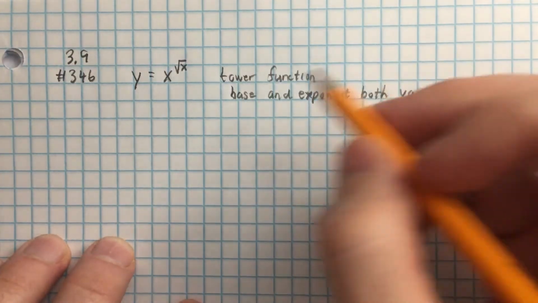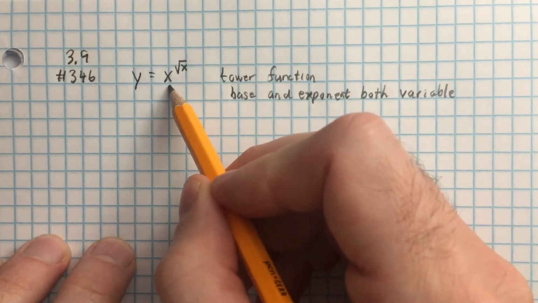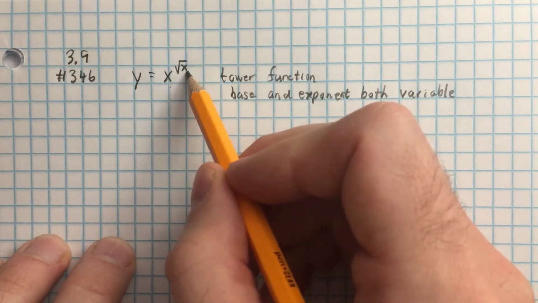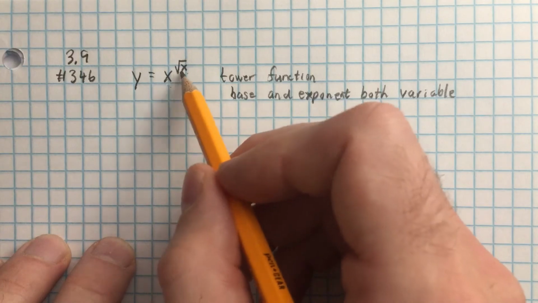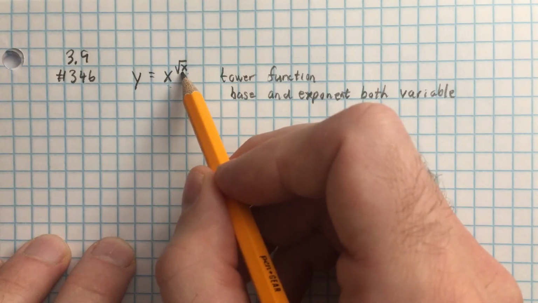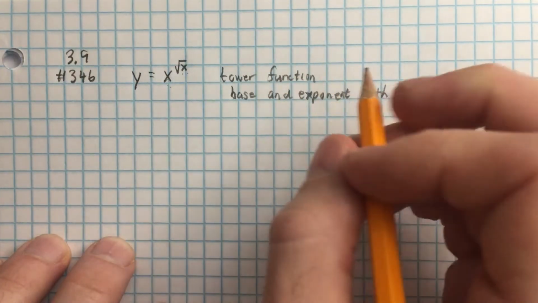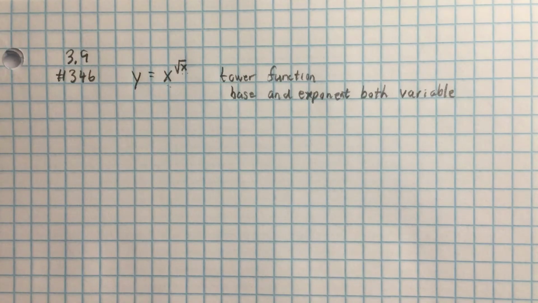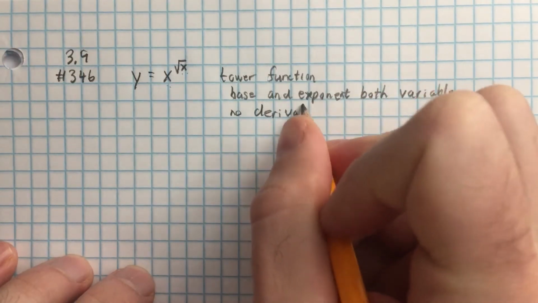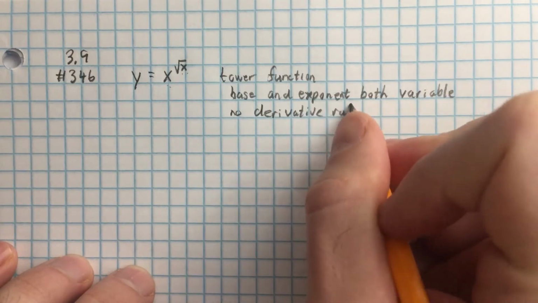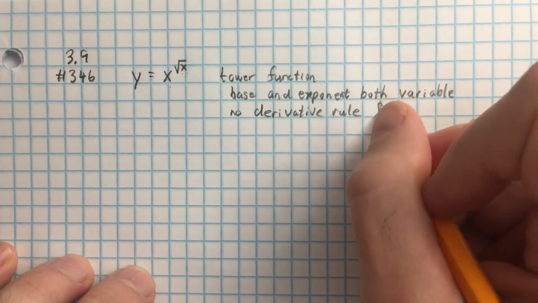As opposed to what? Normally, if the base is constant and the exponent is variable, then that's some kind of exponential function like we saw in this section. If the base is a variable, but the exponent is constant, then that's a power function we've encountered long before. Both of these have rules to take care of them. In this case, the tower function, there's no particular rule. There's no derivative rule per se for differentiating a tower function.